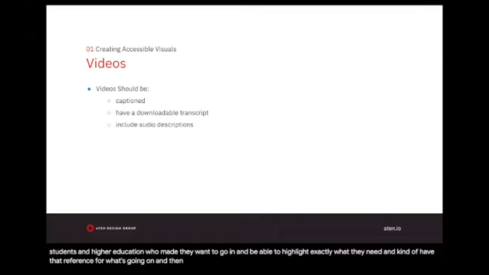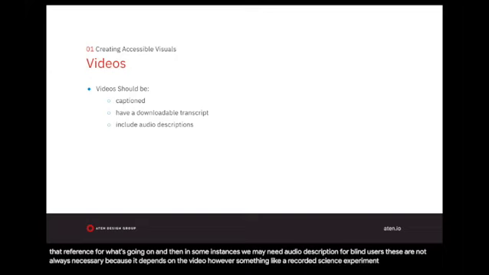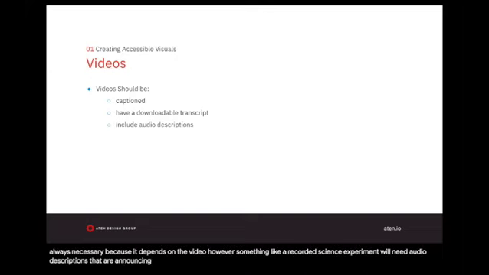And then in some instances, we may need audio description for blind users. These are not always necessary because it depends on the video. However, something like a recorded science experiment will need audio descriptions that are announcing exactly what's happening in the video, so the user can understand that, oh, the volcano is erupting when you're putting these two elements together.